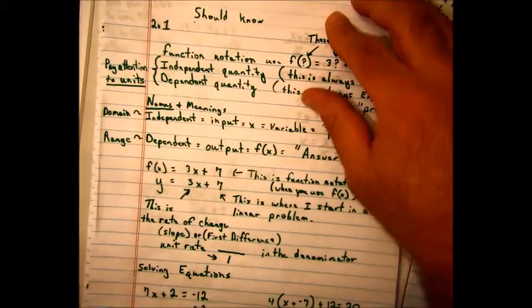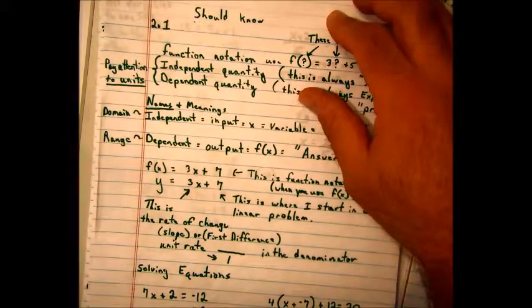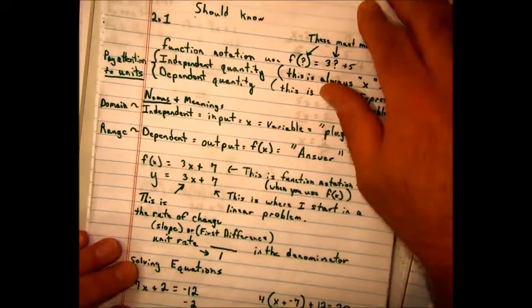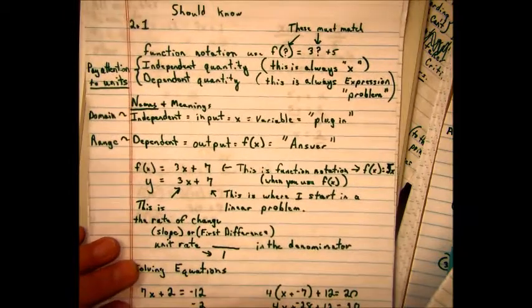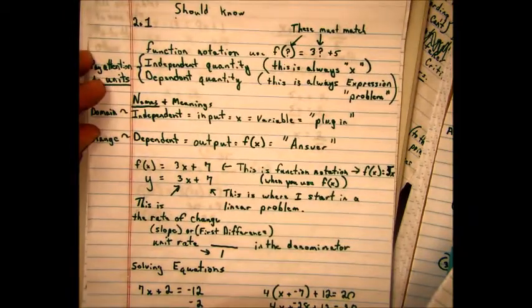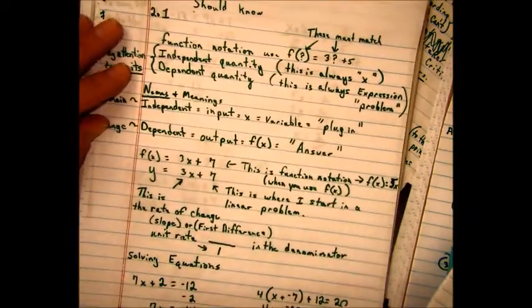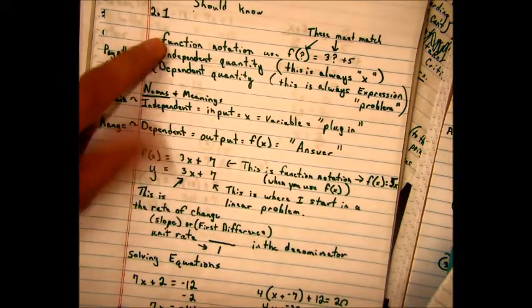Hi, this is Mr. Frazier, and I'm doing a quick review of 2-1 notes that they took in class. They copied all these notes down. I have them also written as a picture. This will go relatively fast, so you can pause it, rewind it, replay it.